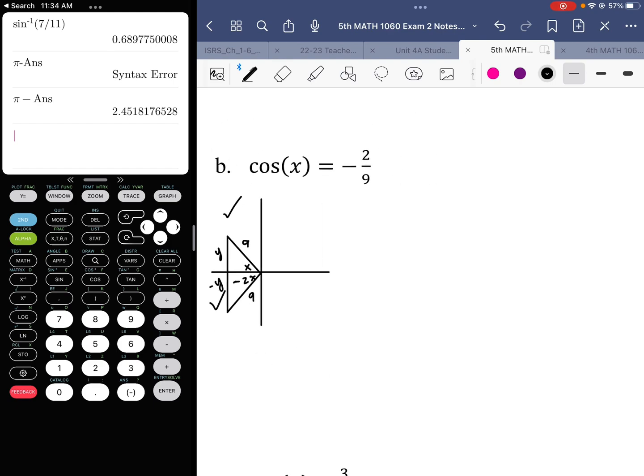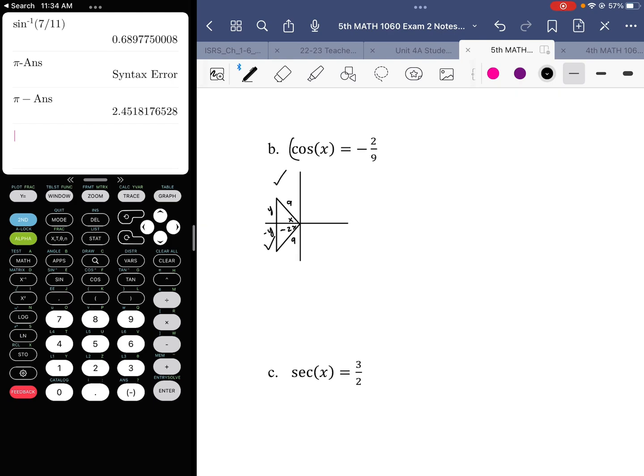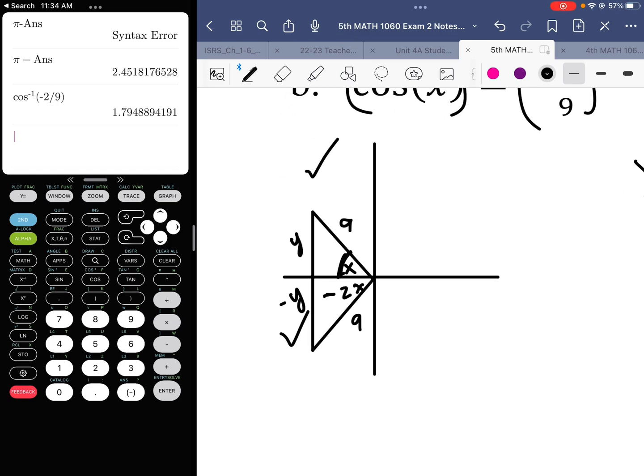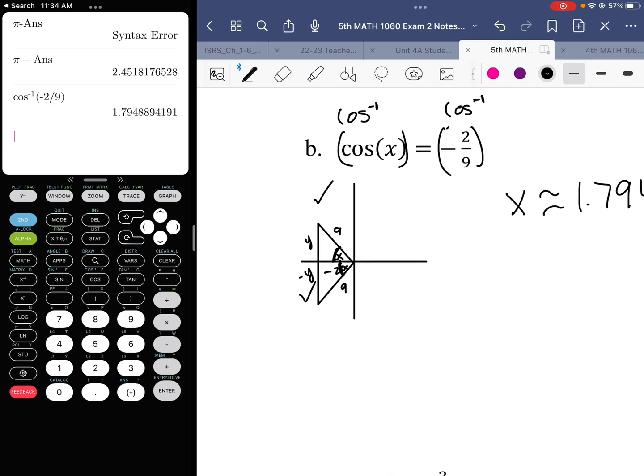So when we are trying to do this, then we would say, well, let's take the inverse cosine of both sides. Okay, and we would get x equals whatever the inverse cosine of negative 2 over 9 is. Now this one will give us that positive one. Okay, so it's going to be 1.7949. That gives me this one. Okay, but this would actually be negative x in a way. That's a bad way to say that.